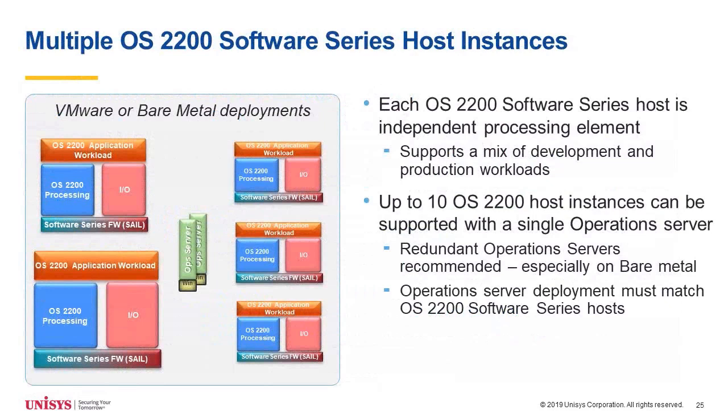Now I'm showing here a number of OS 2200 software series instances. Again, you can mix the size, you can mix the workload types within the OS 2200 software series deliverables. Each OS 2200 software series acts as an independent host to support that mix of development and production workloads. And you can actually have up to 10 OS 2200 host instances all working with a single operation server. However, we recommend that you have 2 operation servers installed, especially if you're in a bare metal environment.